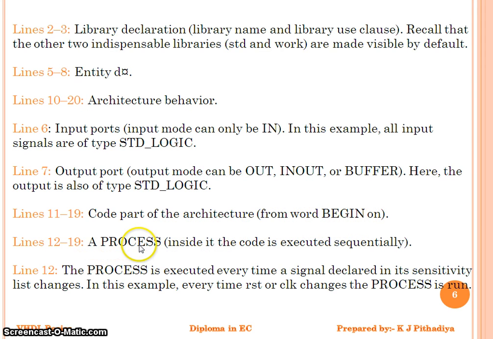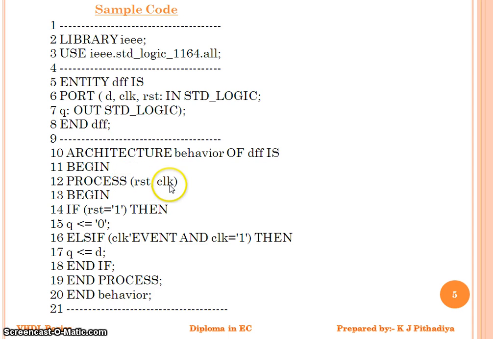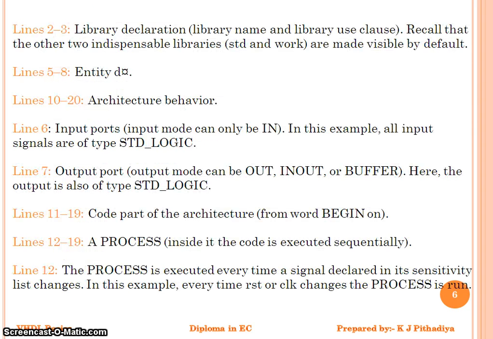Lines 12 to 19, here we are defining the process. The process is basically a sequential part, so we'll consider this later. The process is executed every time a signal declared in its sensitivity list changes. In this example, they use reset and clock. So reset and clock are the signals that we have used in the process. The process is related to sequential programming, which will be considered in later stages.